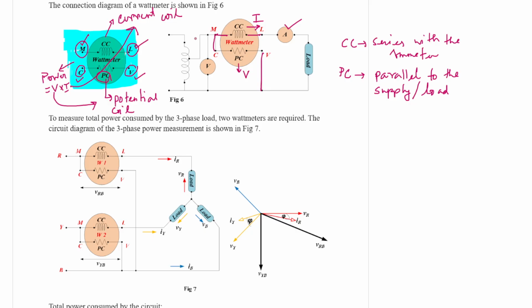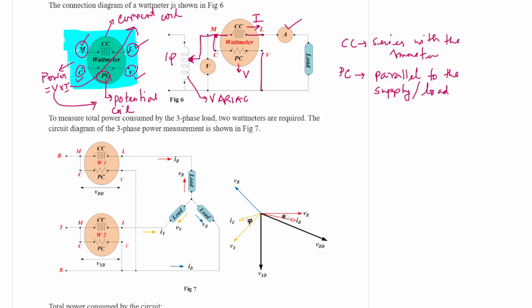So figure 6, the right hand diagram, represents the circuit diagram of the wattmeter. So this is the single phase AC supply. From there we have a regulated AC supply, called a variac. The input terminal of that variac is connected to the M terminal of the wattmeter.